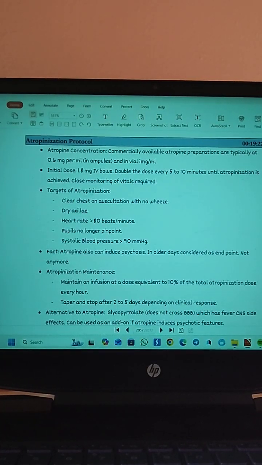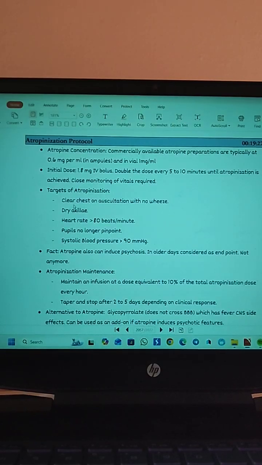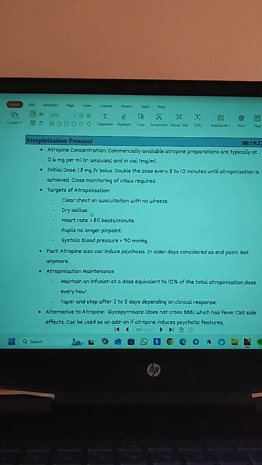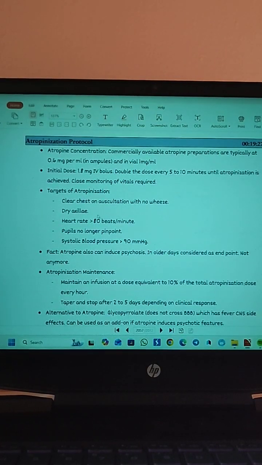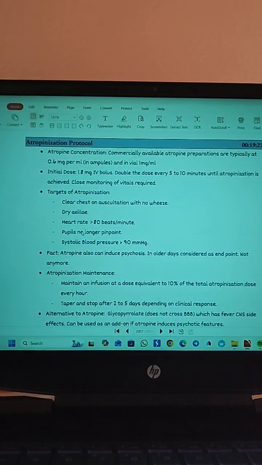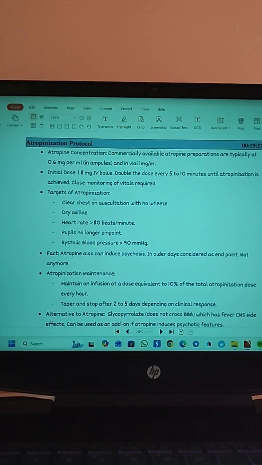And what are the targets of atropinization? First one, clear chest on auscultation with no wheeze. Okay, the chest should be clear with no wheeze, and dry axilla. Then heart rate should be increased and greater than 80 beats per minute, pupils should no longer be pinpoint, and SBP, systolic blood pressure, greater than 90 mmHg. So these are the targets of atropinization.